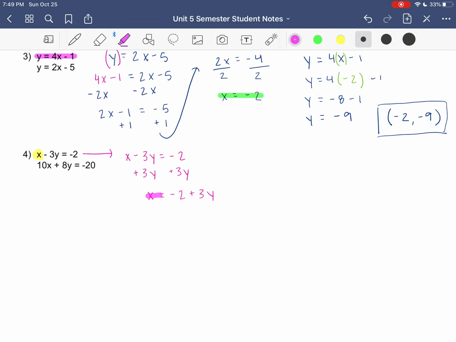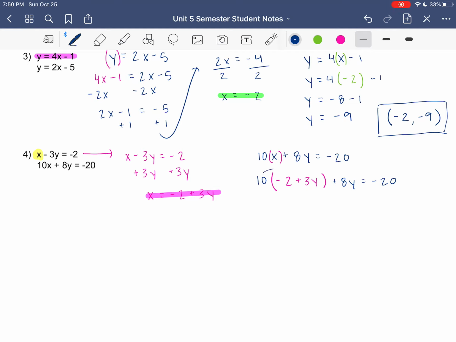So we're going to take that equation now that x is isolated, and we're going to substitute it into our other equation. We've got 10x plus 8y equals negative 20. And we need to replace the x because my isolated equation says x equals. So we've got 10, and in place of that x, I'm going to put negative 2 plus 3y, because that's what x is equal to, plus 8y equals negative 20.